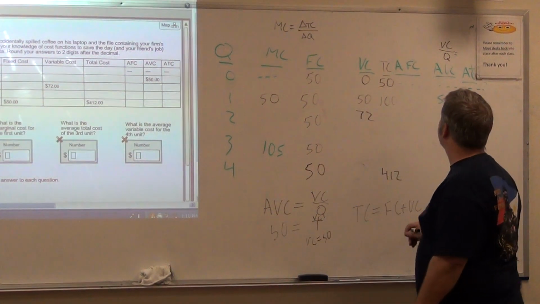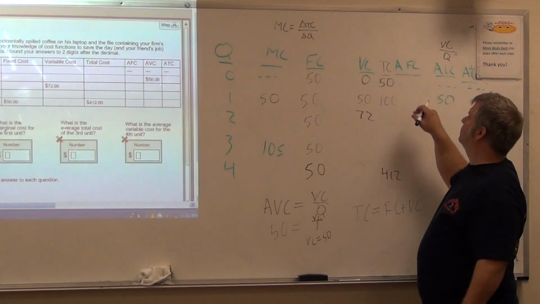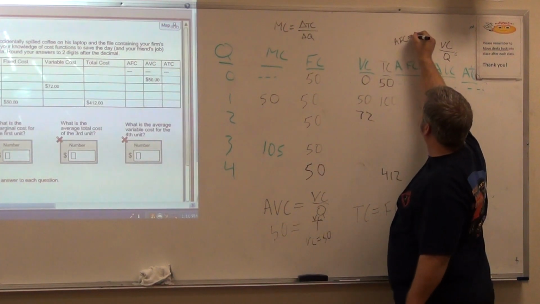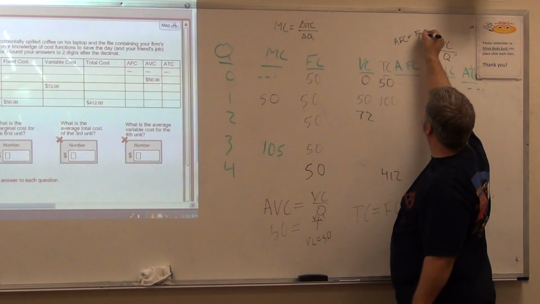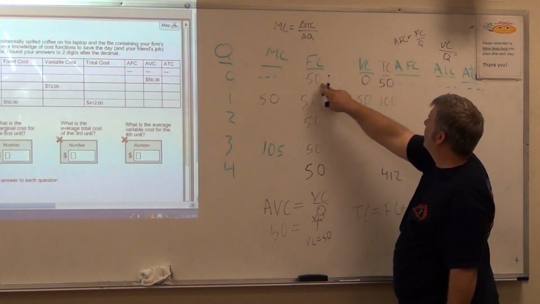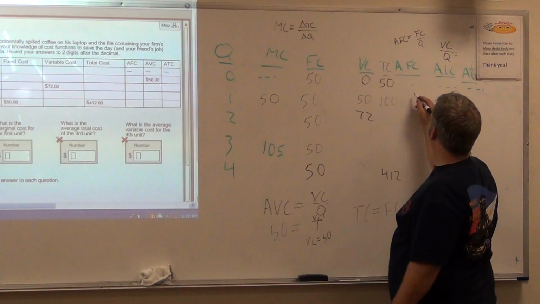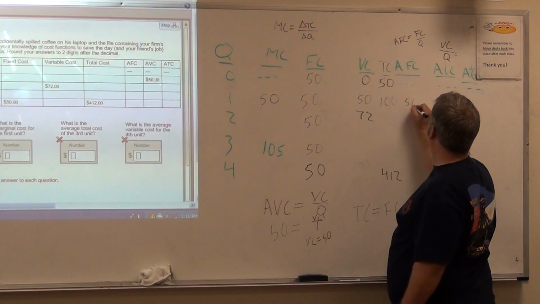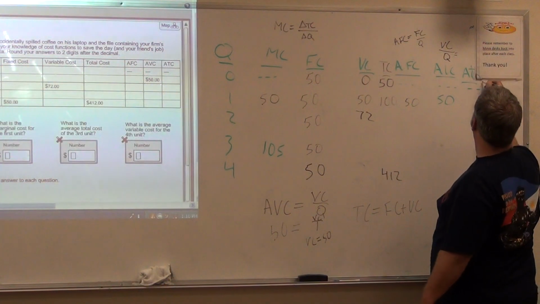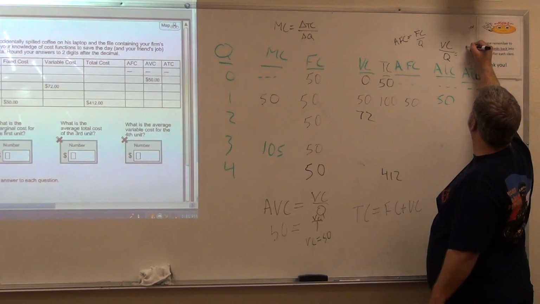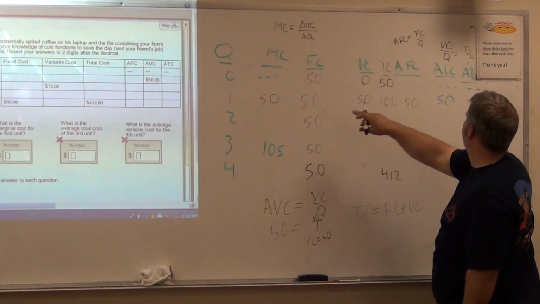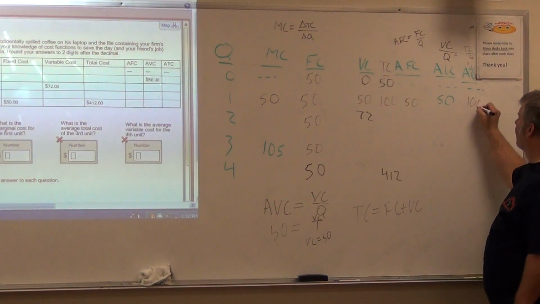Okay? We can calculate average fixed costs. We just take fixed costs divided by quantity. And what we find is 50 divided by 1 is going to be 50. And average total costs are equal to total cost divided by quantity. So we end up with 100 divided by 1, 100.